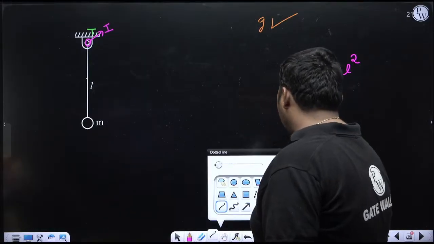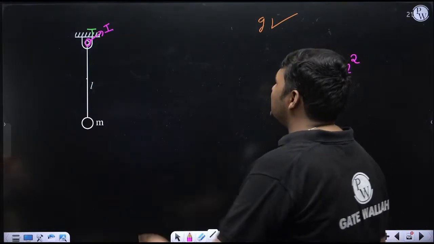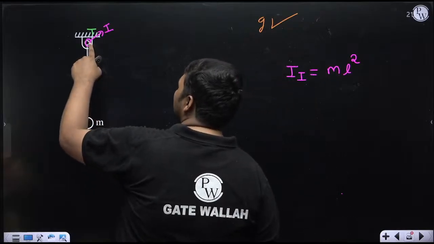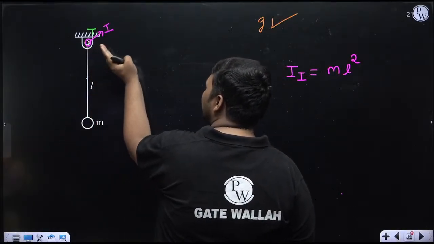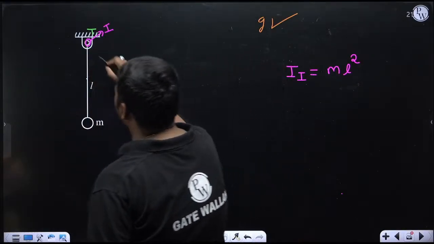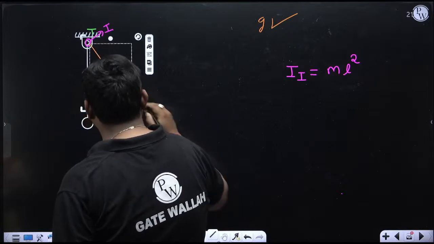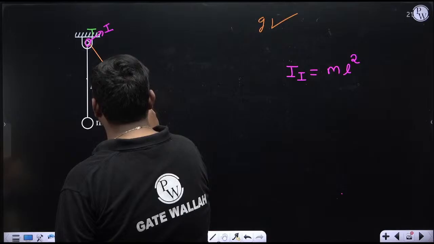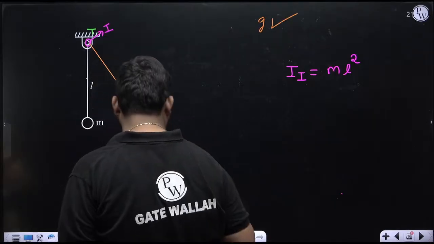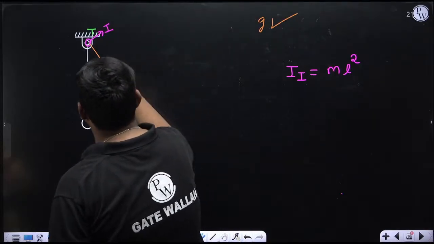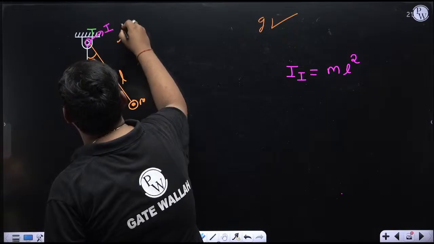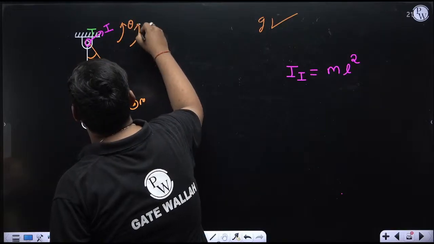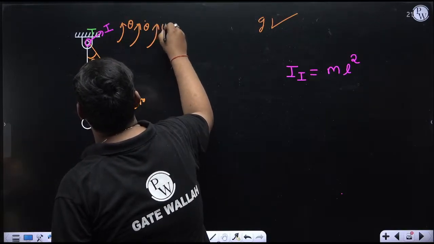Now I am taking any position during vibration in which this rod has rotated by theta angle from its mean position. And right now suppose I am taking theta in anti-clockwise direction. So after rotation, the diagram will be like this, and the point mass will come here. The center of gravity of the point mass will be this point. This length is X, and this angle is theta. Now see, I have taken theta anti-clockwise, so theta dot is also anti-clockwise, theta double dot is also anti-clockwise.